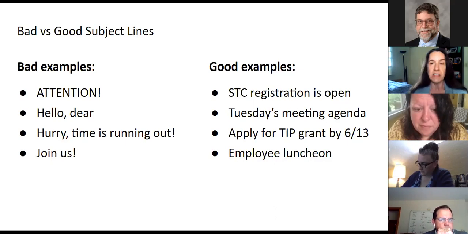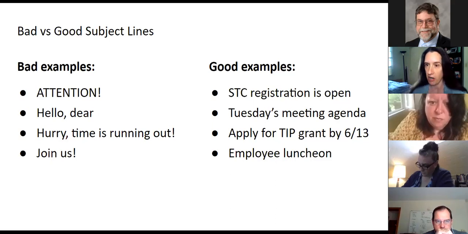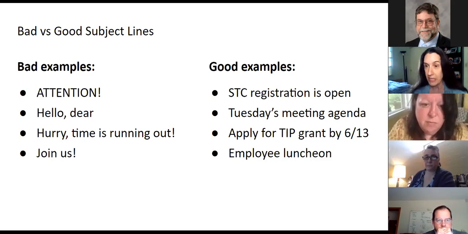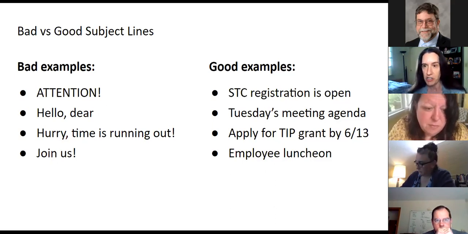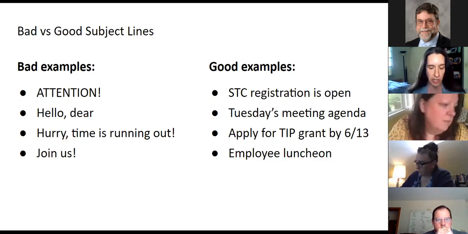So on the right-hand side of the screen, the good examples: STC registration is open. STC stands for SUNY Technology Conference. That is a conference that I'm very interested in. In fact, I'm going to be speaking at that conference, so I need to register for it. So that is very informational to me. That tells me that there's information within that email that I'm going to need to know in order to register for that particular conference.